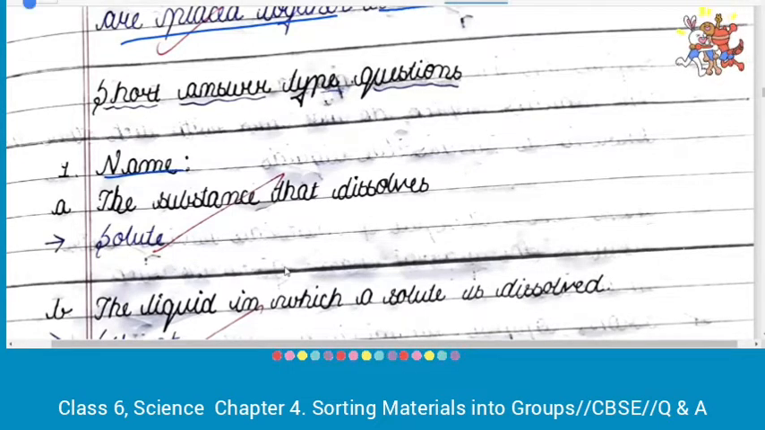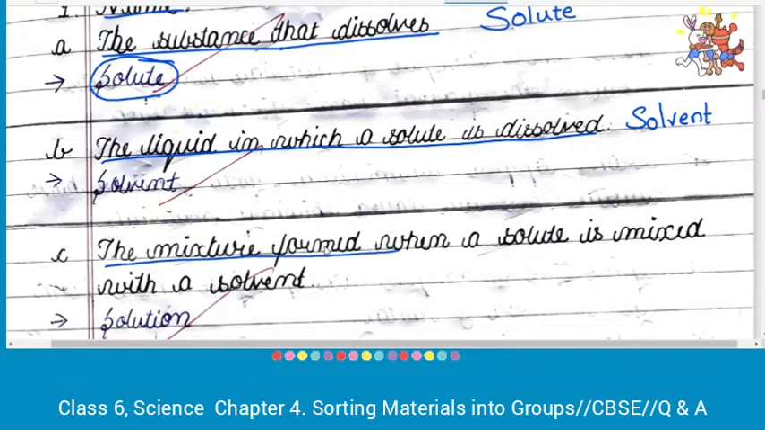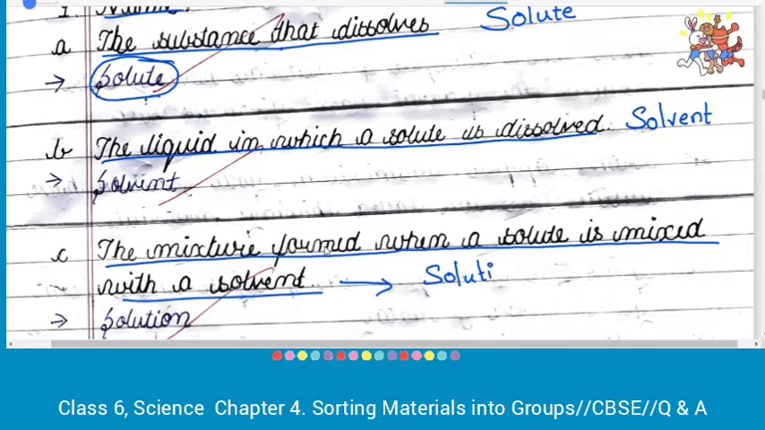Name the substance that dissolves. The substance that dissolves is called a solute. And the liquid in which a solute is dissolved is called a solvent. And the mixture formed when a solute is mixed with a solvent is called a solution.